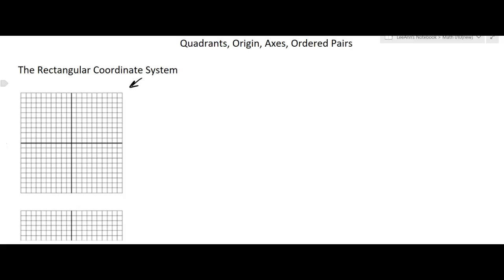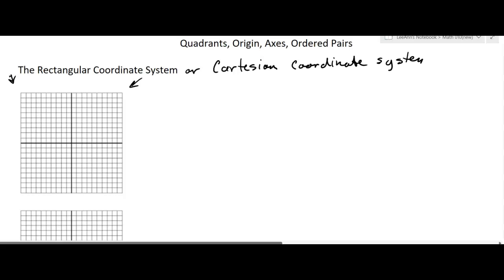Okay. So this is an example then of what we call the rectangular coordinate system, or it's also called the Cartesian coordinate system. So we're not graphing on a number line. We're graphing in this plane. So think of it as a flat space, a piece of paper, but with two dimensions to it. We have what we call the x-axis and the y-axis. So the x-axis is the horizontal one, the y-axis is the vertical one.